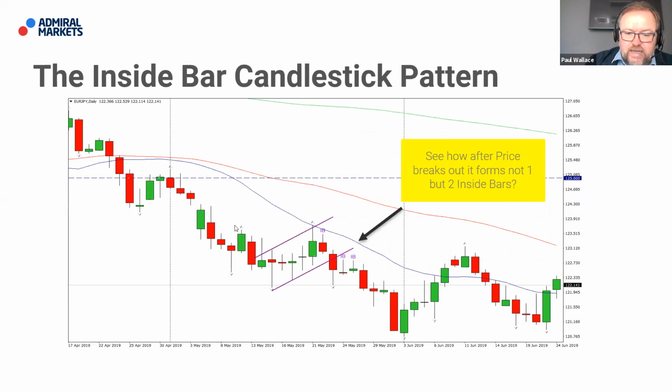So what we can see here is a bit of an example of a double whammy, so to speak. This was the euro yen on the daily. Price is in a downtrend. Price pulls back. Okay, it hits the 20-period moving average, right?